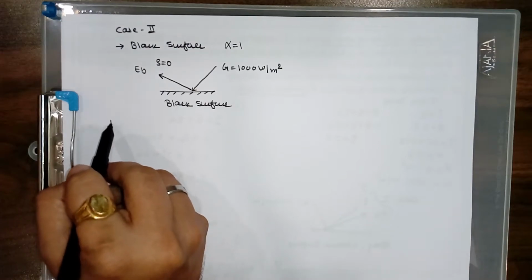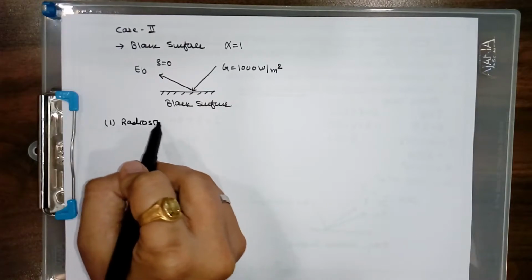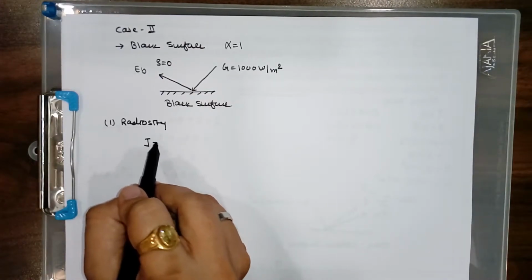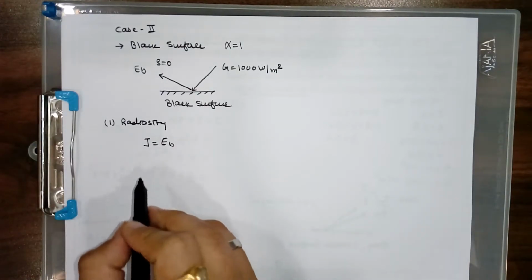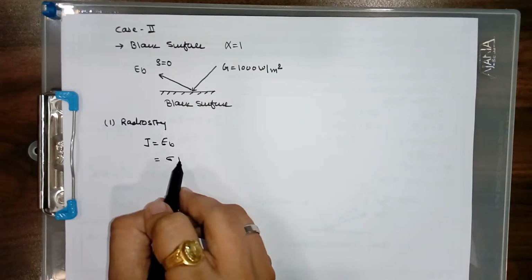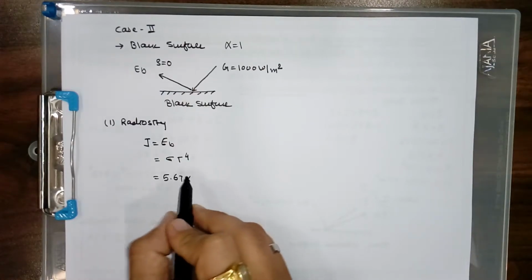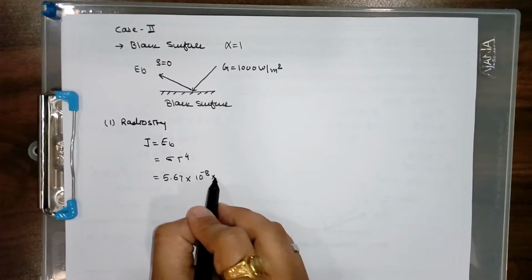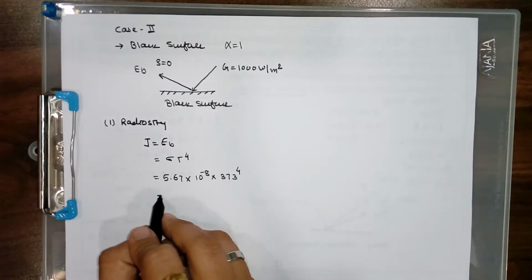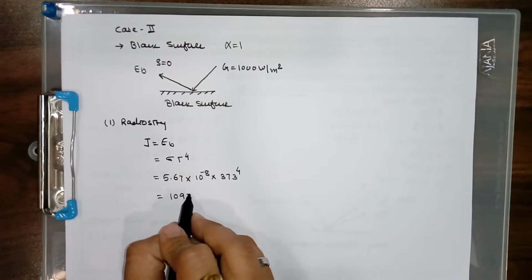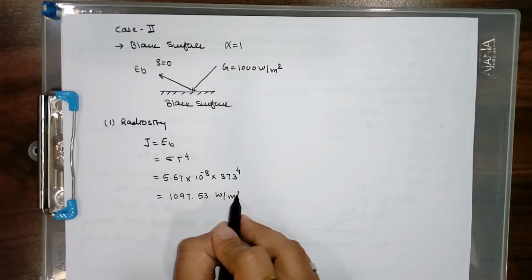So first, the radiosity in this case, J equals E_b, and we know that E_b equals sigma into T to the power 4. So 5.67 into 10 to the power minus 8 into 373 to the power 4, and our answer will come, that is 1097.53 watt per meter square.